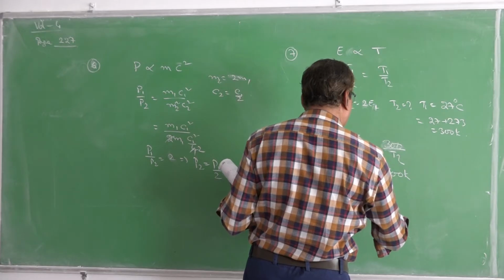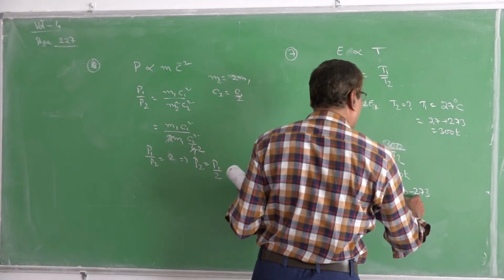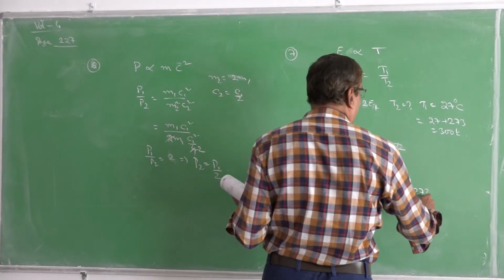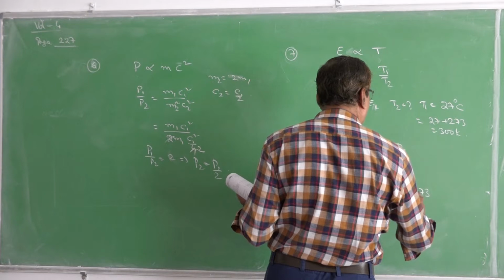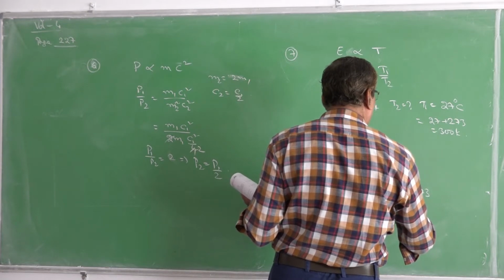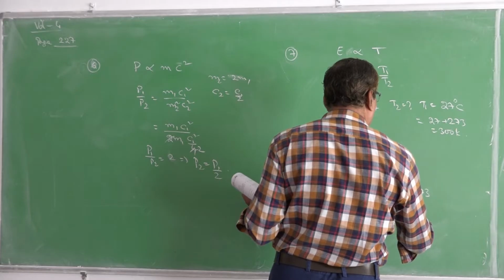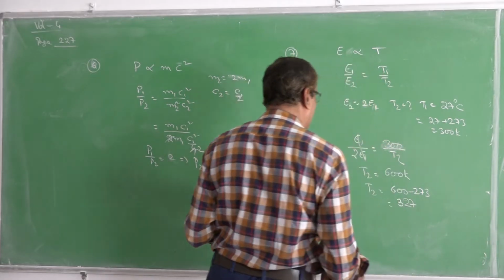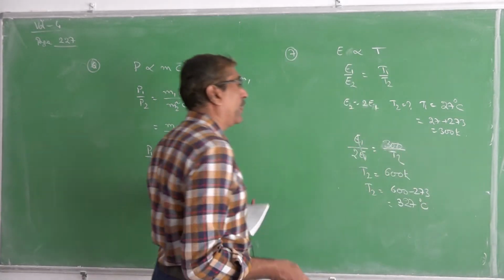That is T2 is 600 minus 273, that is 327 degrees centigrade.